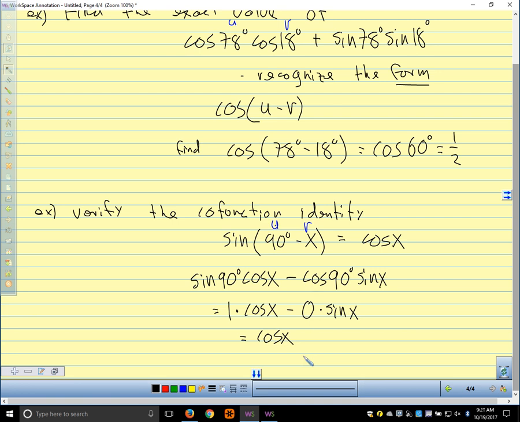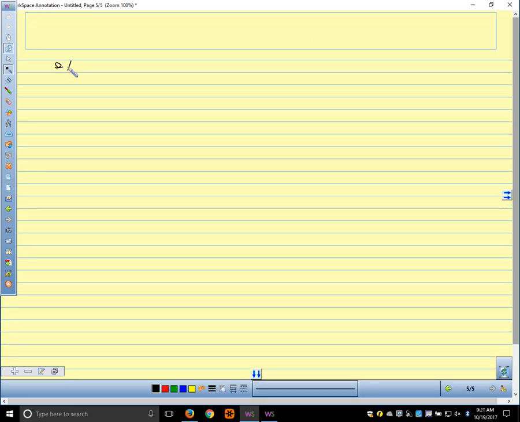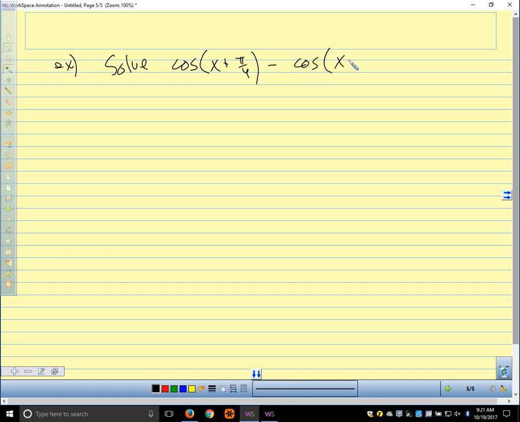All right, the other nice thing about these formulas is they give us the opportunity to solve new kinds of equations. Because just like with the identities, these equations that we've been solving all seem the same now. Let's have a new challenge. So let's solve the cosine of x plus pi over 4 minus the cosine of x minus pi over 4 equals 1.